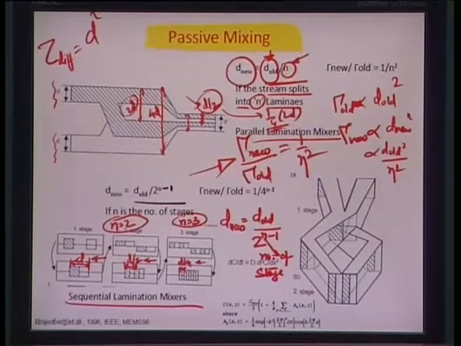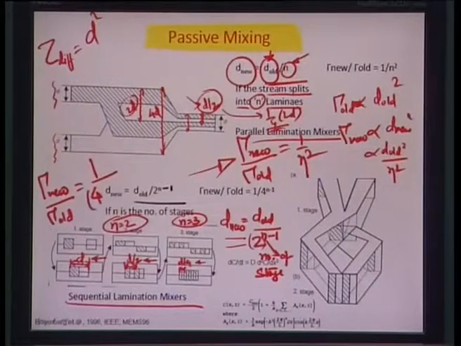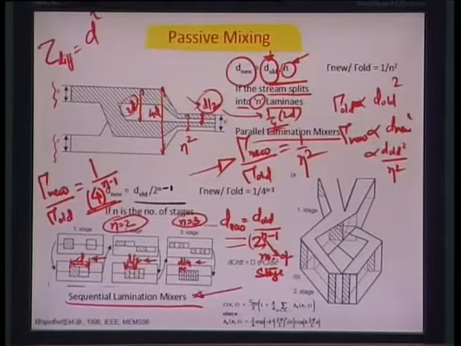One more interesting thing here is that if d nu and d old are related by this 2 to the power n minus 1 relationship, the time nu in this case should be 1 by 4 to the power of n minus 1 times the time old. So for the initial n's, the earlier parallel lamination mixers showed an n square relationship, which changes to 4 to the power of n minus 1. The concept, the fabrication mechanism and the whole mechanism of laminating the flow is totally different in both cases. So this is also known as sequential lamination mixers.